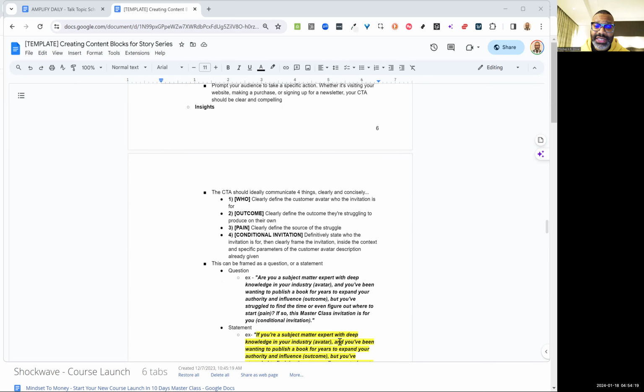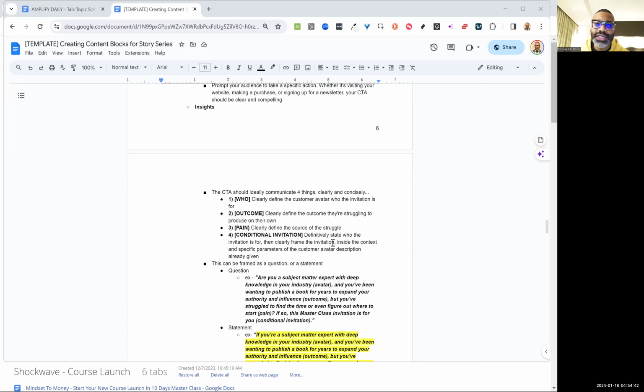The CTA should ideally communicate 4 things clearly and concisely. Number 1 is the who. Clearly define the customer avatar, who this invitation is for. Number 2 is the outcome. Clearly define the outcome they're struggling to produce on their own. Number 3 is the pain. Clearly define the source of the struggle.